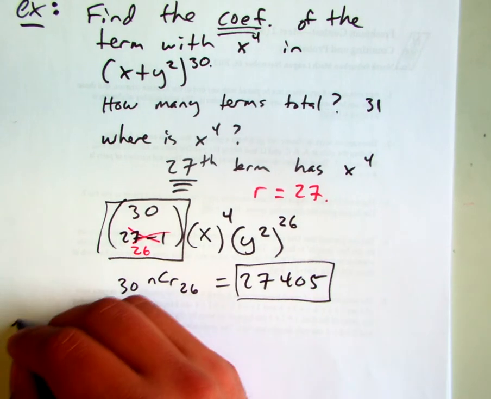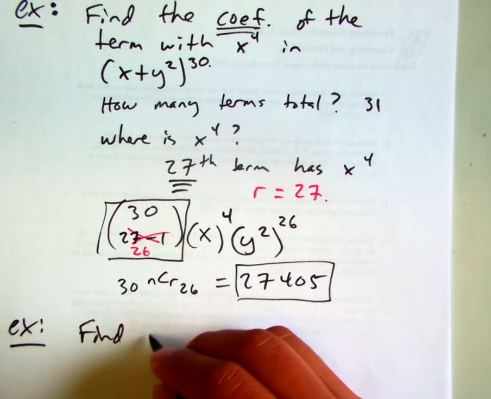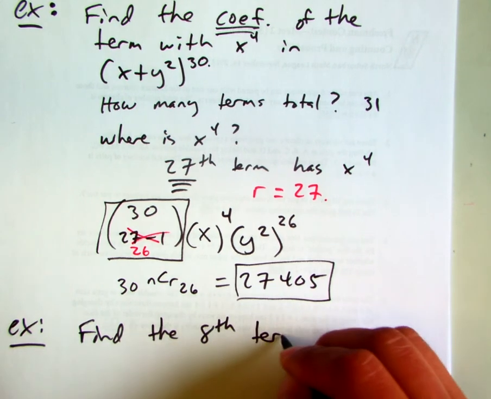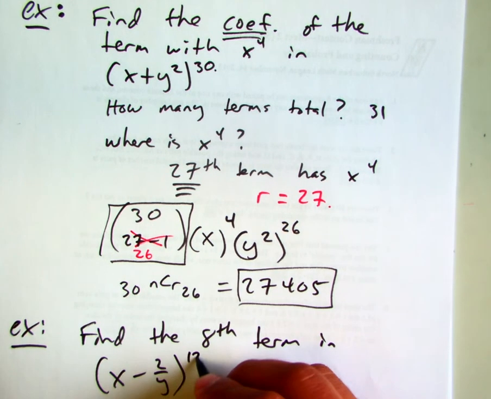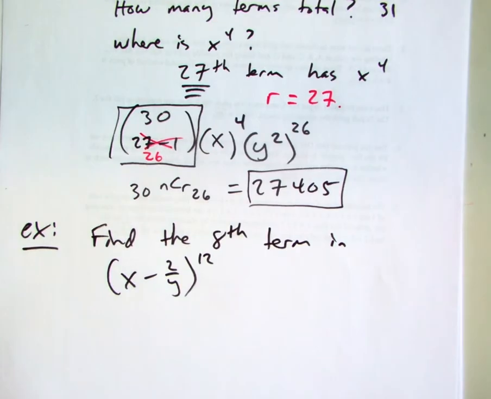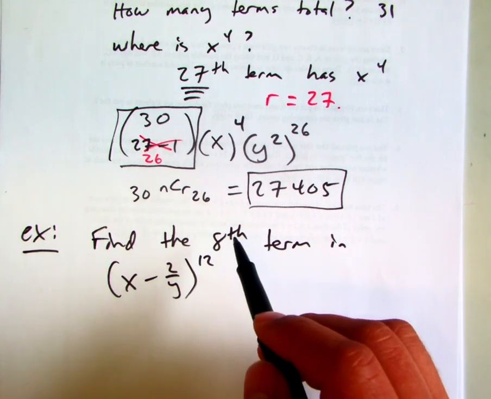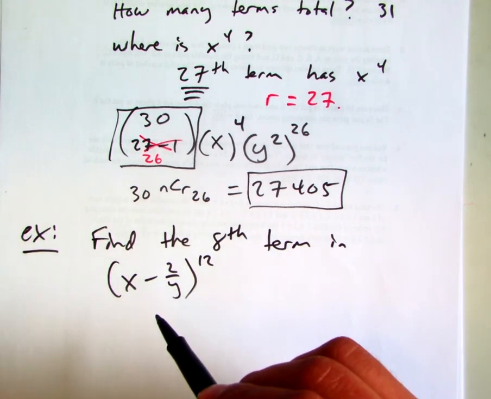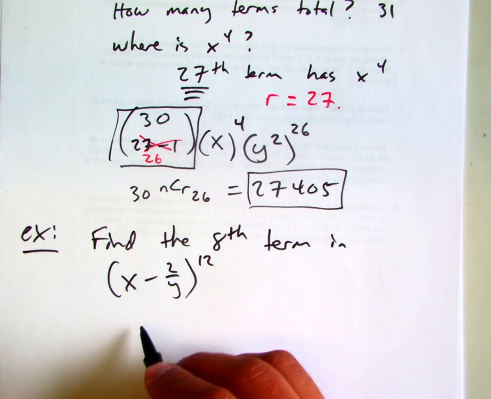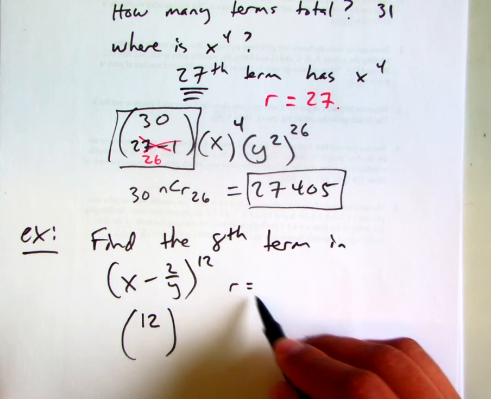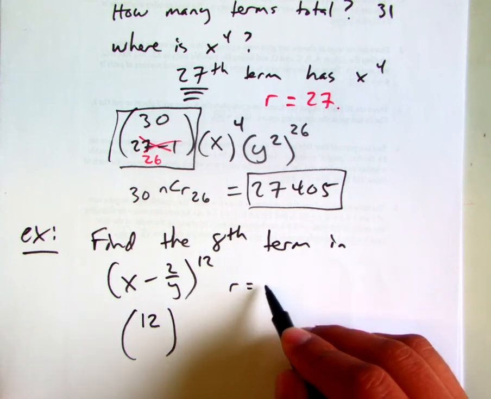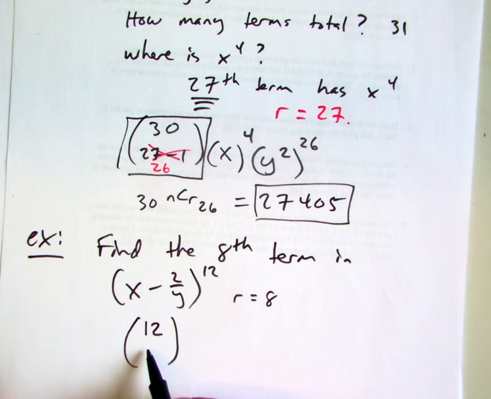Let's try one more quick one. Find the 8th term in x minus 2 over y to the 12th. How many rows of Pascal's triangle would you need if you wanted it? 13. So you could do that. But since we're only looking for the 8th term, we can use that shortcut again. The shortcut is 12 choose what? What's r here? R is 8. What do we put here? 7. It's always one less. So it's 12 choose 7.